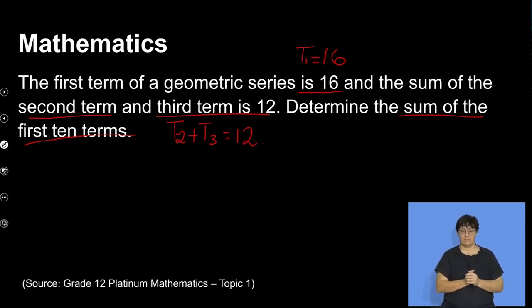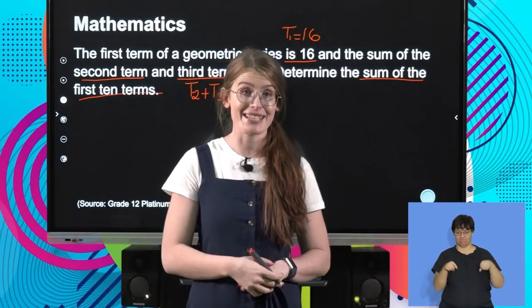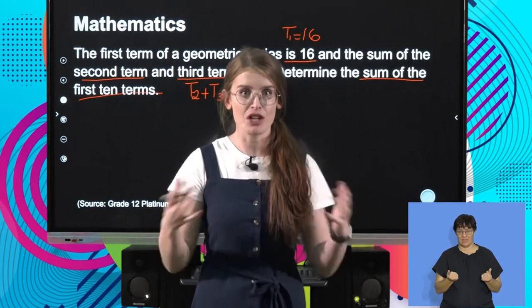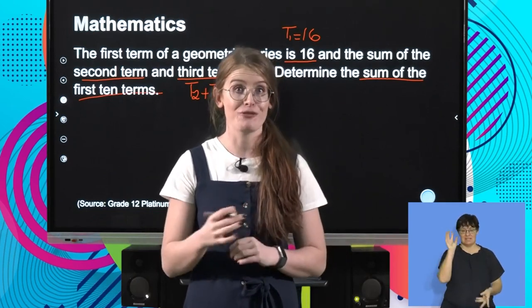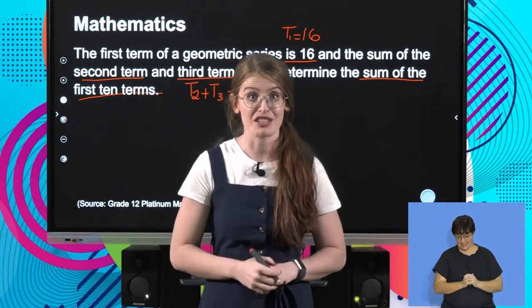I have various expressions for T, which I'm going to write in terms of A and R. Writing them in terms of A and R will allow me to solve simultaneously, and then I can eventually find the sum of the first 10 terms. Let's go back to the board.